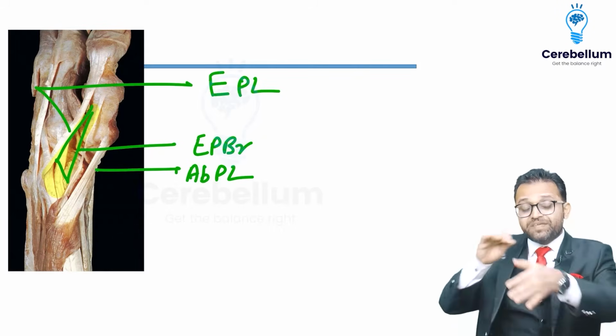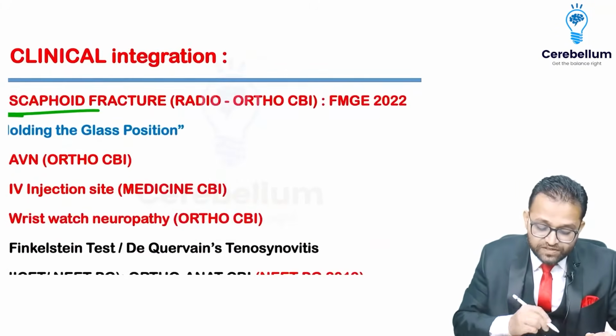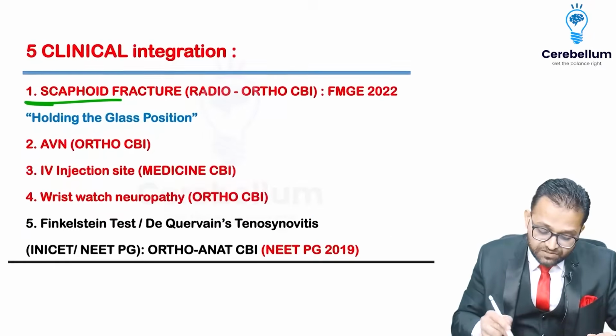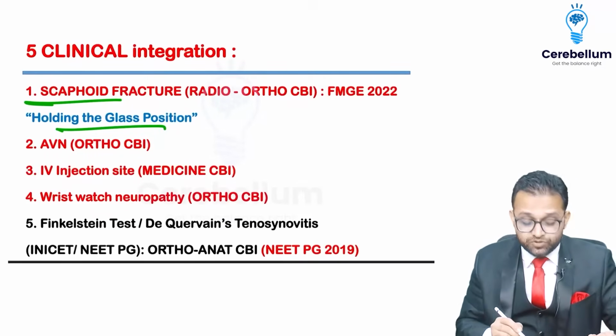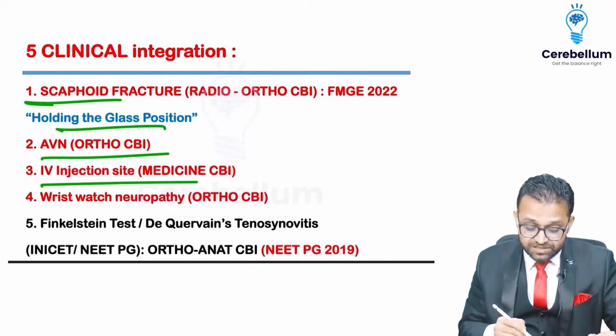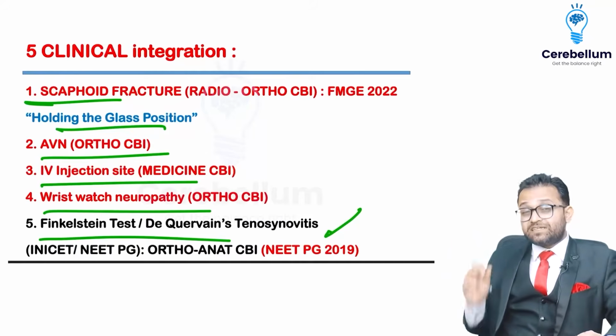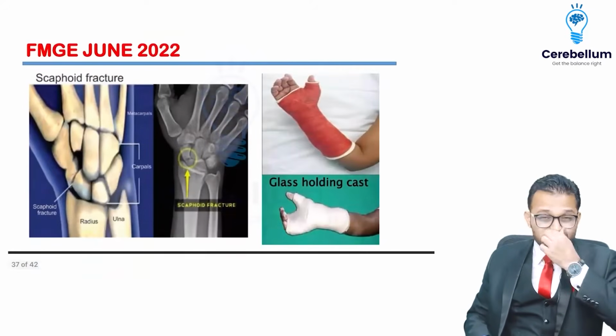Why is it important? Many clinical points are here. What are the different clinical points? Can you see, sir? Scaphoid fracture is related here, the glass holding position, avascular necrosis, intravenous injection site, wristwatch neuropathy, Finkelstein test. So many questions, directly or indirectly, are asked. That's why, one by one, sir.